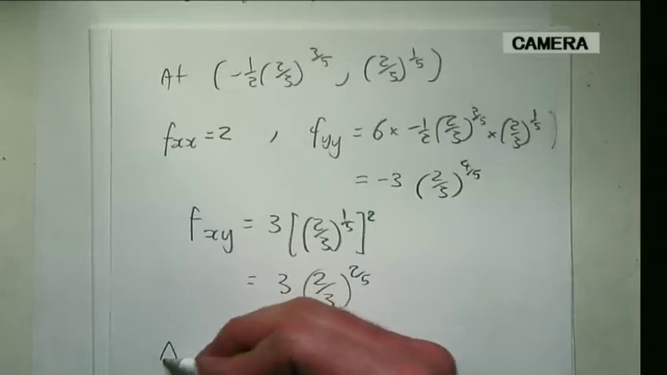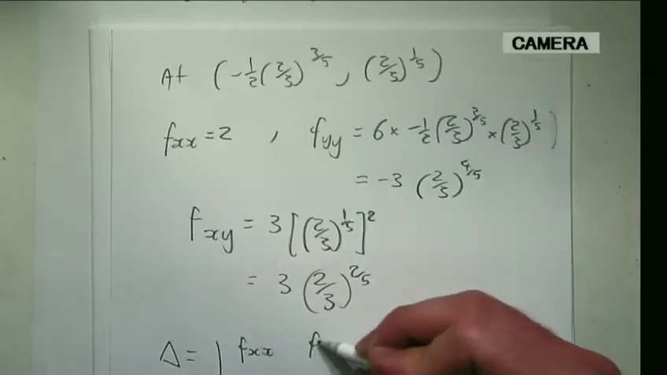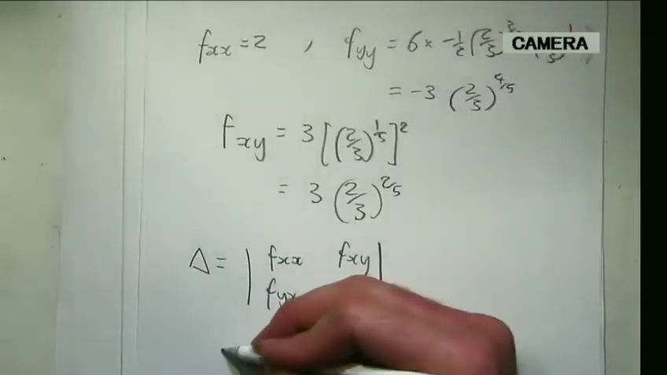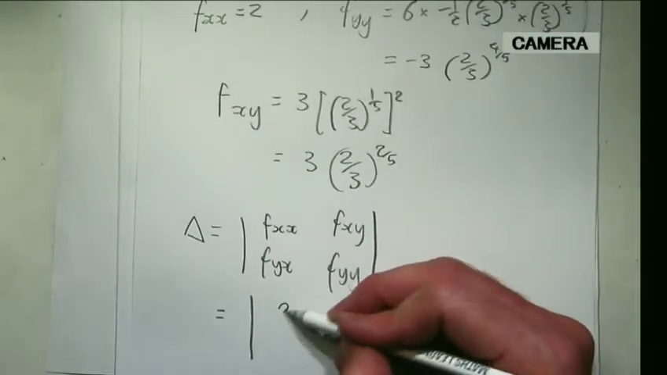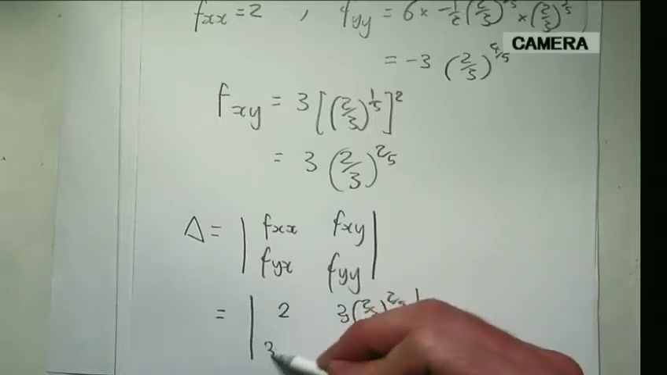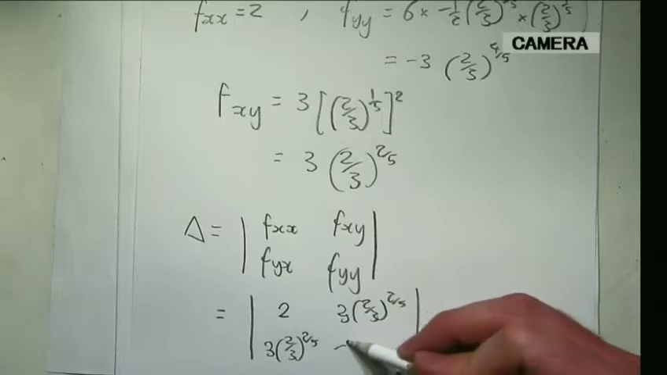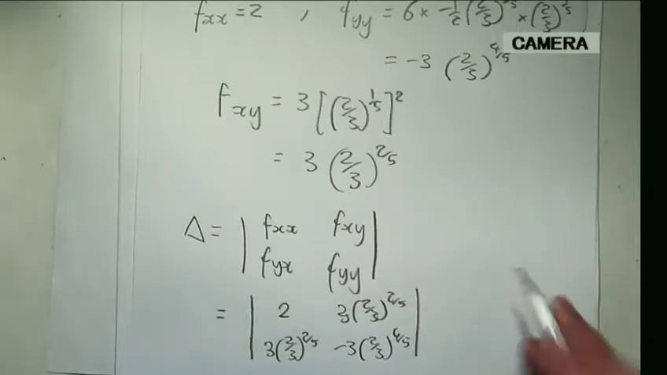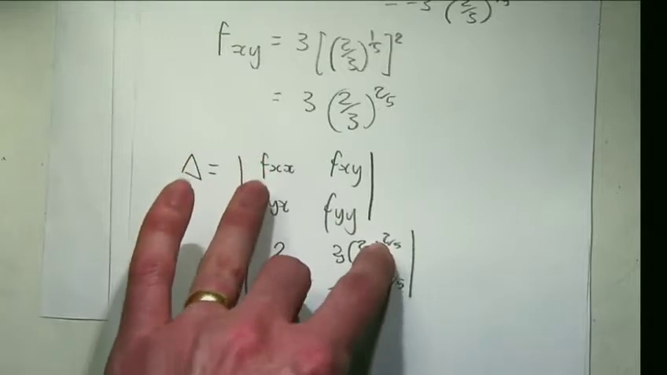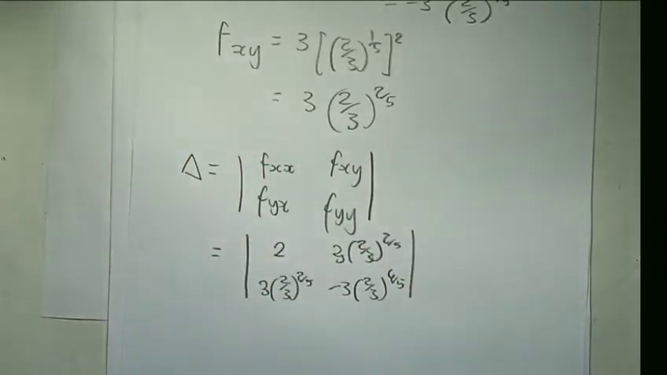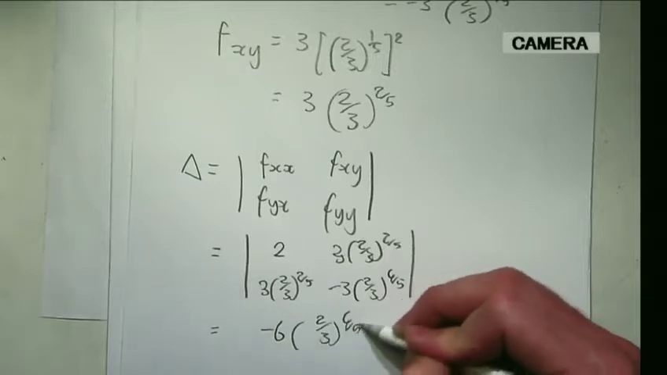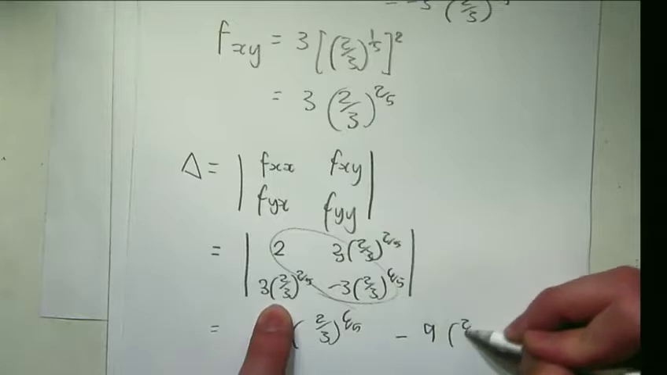And so what do we get? We get my discriminant is fxx, fxy, fyx, fyy, which is 3 times 2/3 to the 2/5, 3 times 2/3 to the 2/5, and minus 3 times 2/3 to the 4/5. And even without calculating that, we can guess it's negative, because that times that is negative, minus that times that, and that's still negative, and so it's a negative, and so it's a saddle point. But just to be clear, we've got minus 6 lots of 2/3 to the 4/5, that's those two, minus 9 lots of 2/3 to the 4/5.